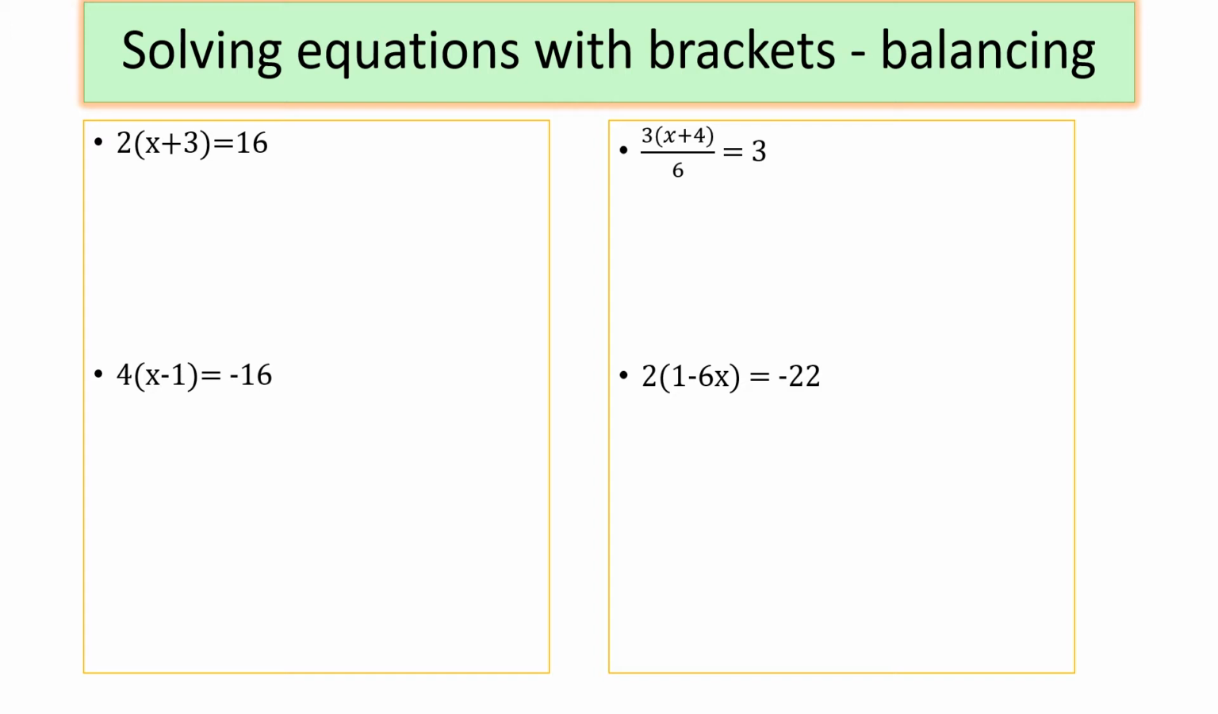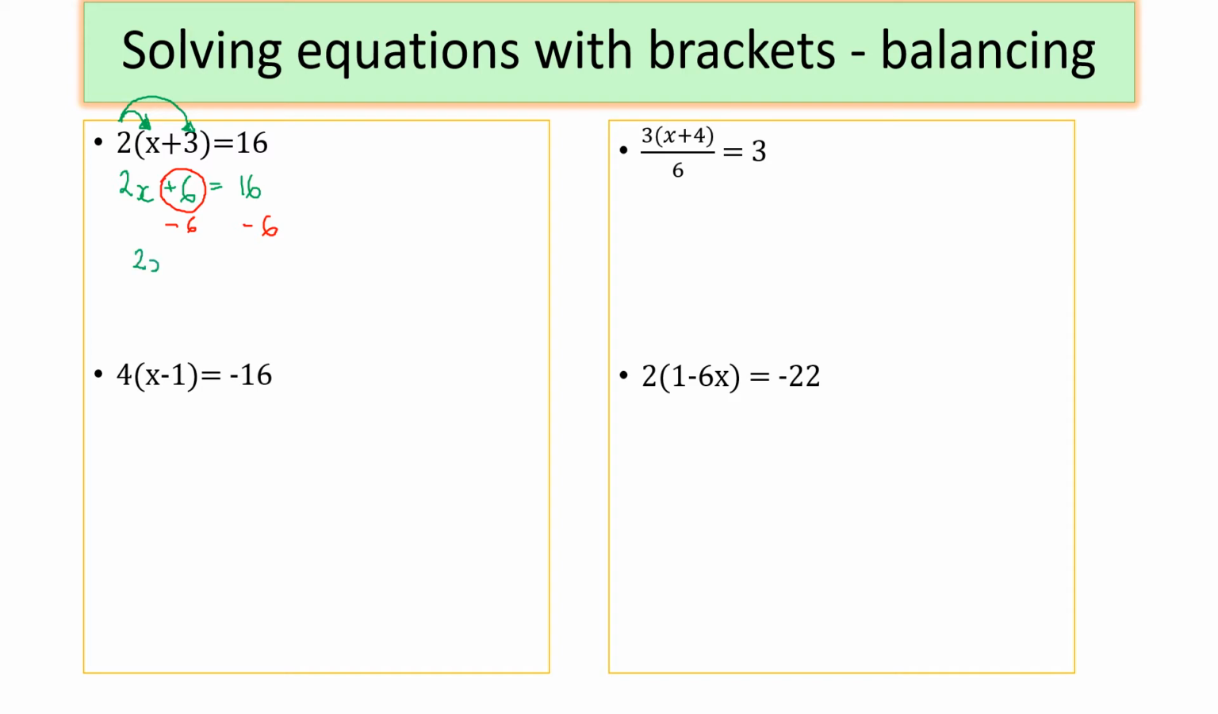So in the first example, I need to expand the bracket. So I times 2 by x, that is 2x, and then I times 2 by 3, which is 6, and that equals 16. Now, just like you solve two-step equations, I need to isolate x. So I want to get rid of everything else from the left-hand side, and I want just x on its own. So I want to get rid of add 6. I do the opposite, so I take away 6. Remember to do the same to both sides.